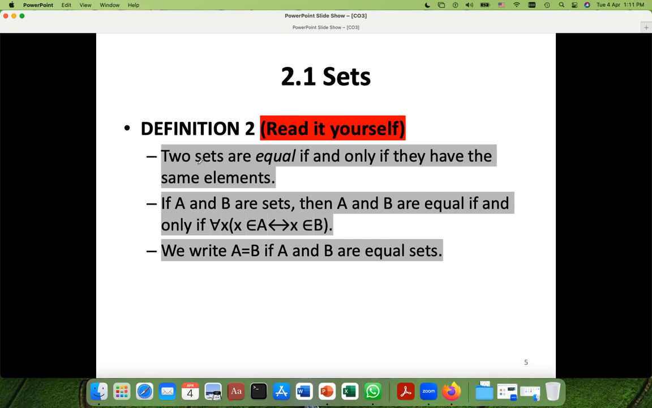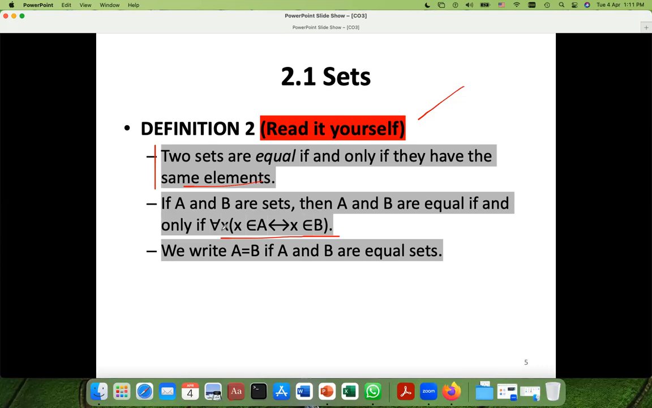So this is the definition for the kids actually. That's why I mentioned here, read it yourself. This is not a topic for mature persons. Anyhow, two sets are equal if they have the same elements. And how can you represent this definition mathematically? You can represent it like that.